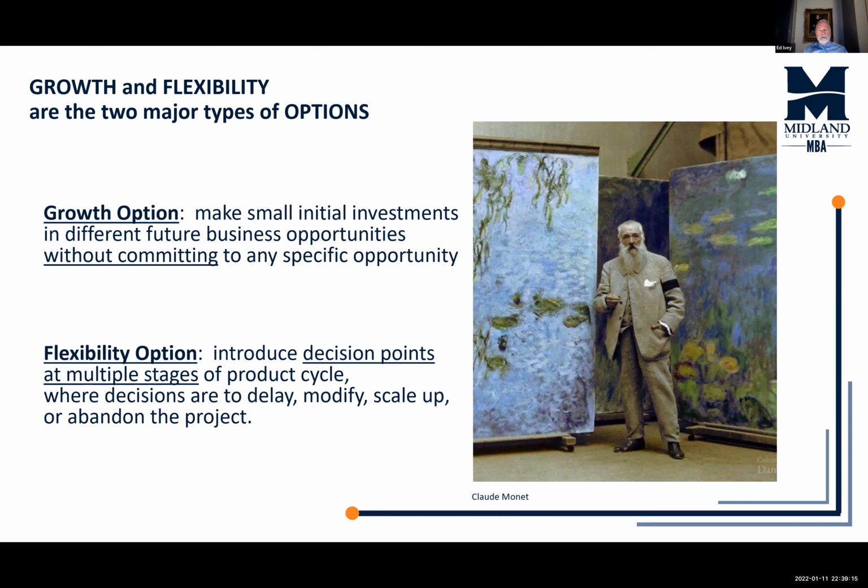Our second type of option is the flexibility option. And so this flexibility option, what are we doing? We are introducing different decision points at multiple stages of our product cycle, where our decisions are what? To delay the product, to modify the product, to scale up that product, or to abandon that product. So when we think of our flexibility option, we think of stage gates. So before moving from one stage to the next stage, the product has to pass that initial stage.